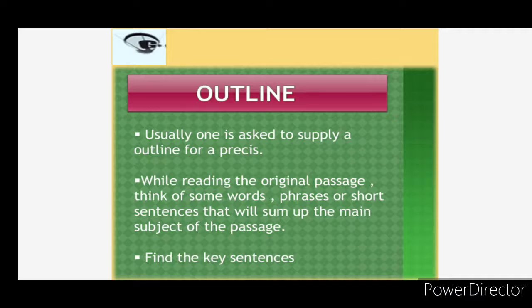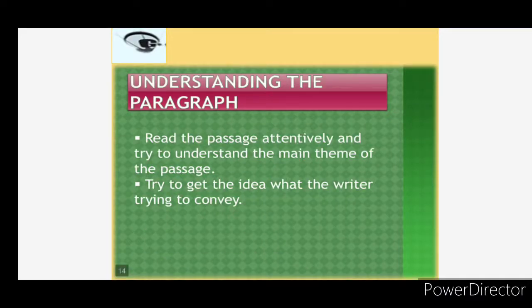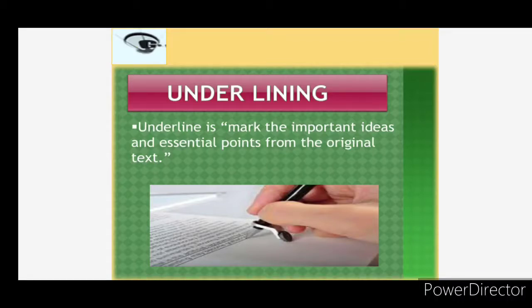Next we have understanding the paragraph. Now we need to read the passage attentively and try to understand the main theme of the passage. And also we should try to get the idea of what the writer is trying to convey. Because once you get the idea, it becomes easier for us to make the Precis writing clear to everyone. Underlining means to mark the important ideas and essential points from the original text. So it is equally important to underline the important points.